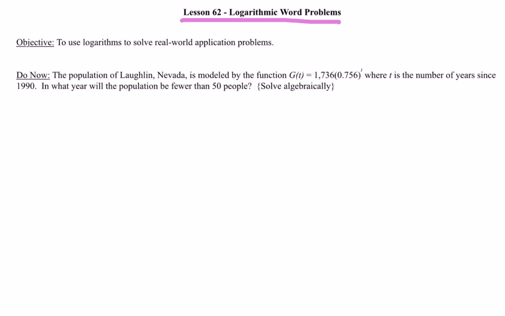So basically today's lesson is based on how to solve word problems that need to utilize logs. This is going to happen when you have a variable in the exponent. You already know how to solve this. You learned how to solve it in lesson, I believe, 59 and 60. And now you're just applying it to word problems.